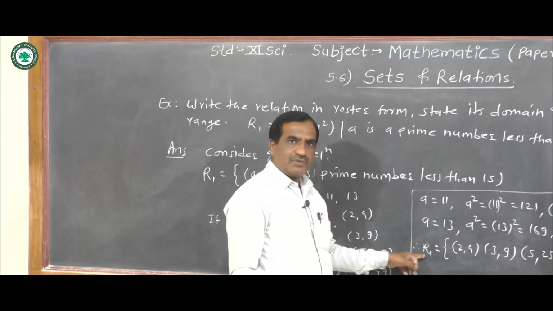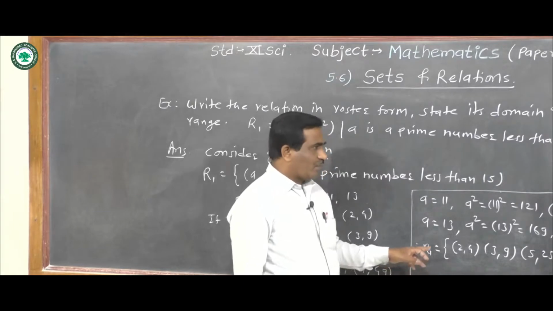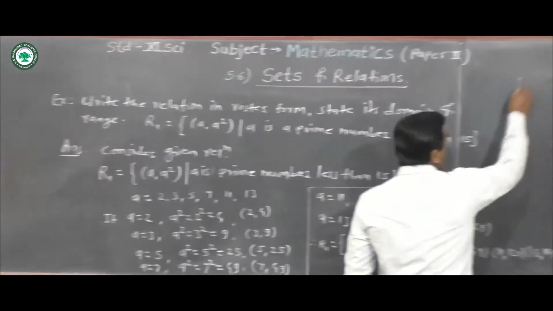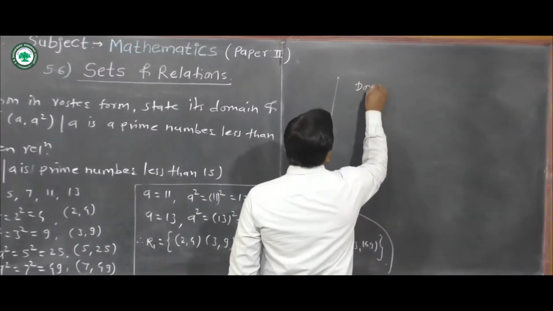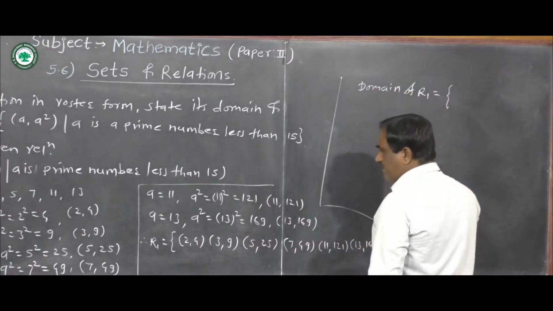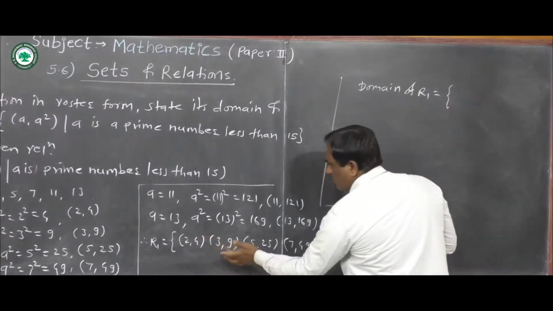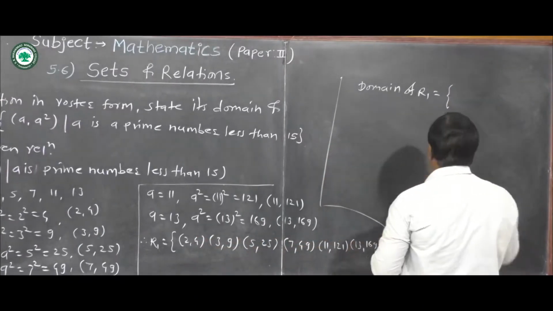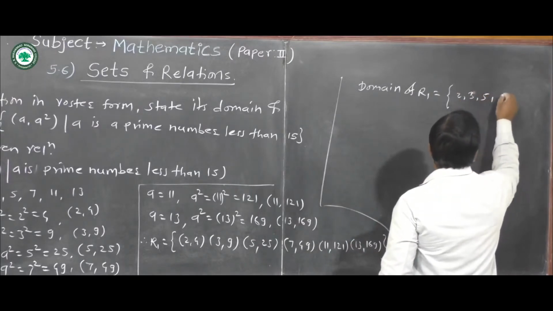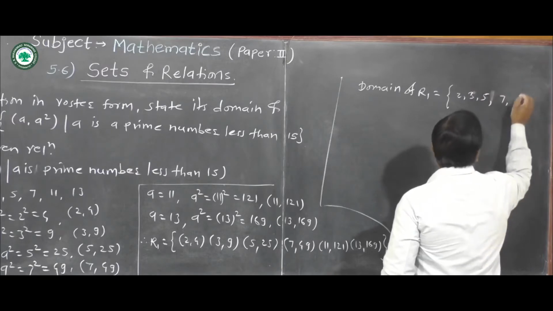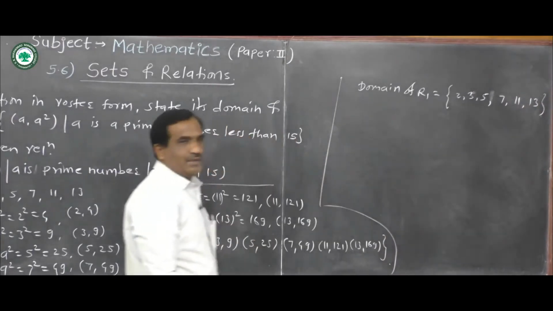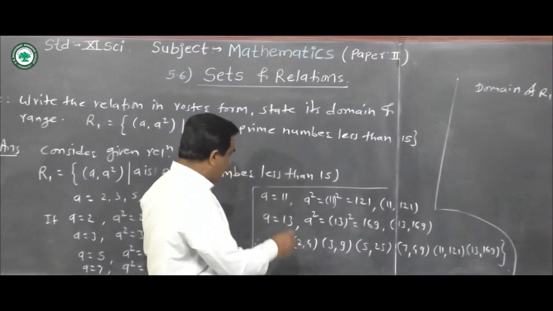Domain of the relation R1. We know that domain means the set of all first components in the ordered pairs. Therefore, domain of R1 is equal to, in curly brackets, the first components 2, 3, 5, 7, 11 and 13. This is the domain set of this relation R1.